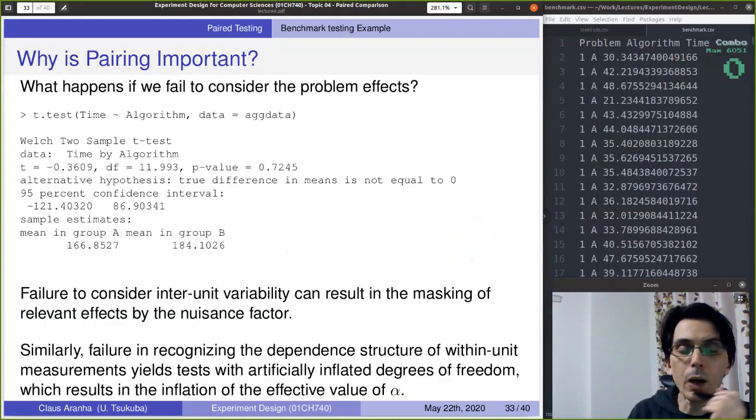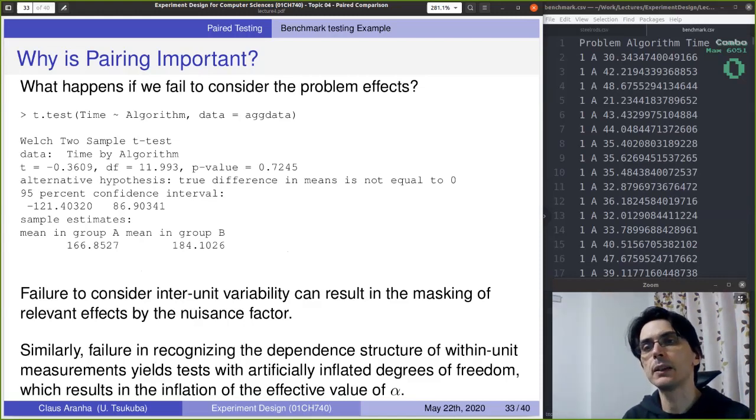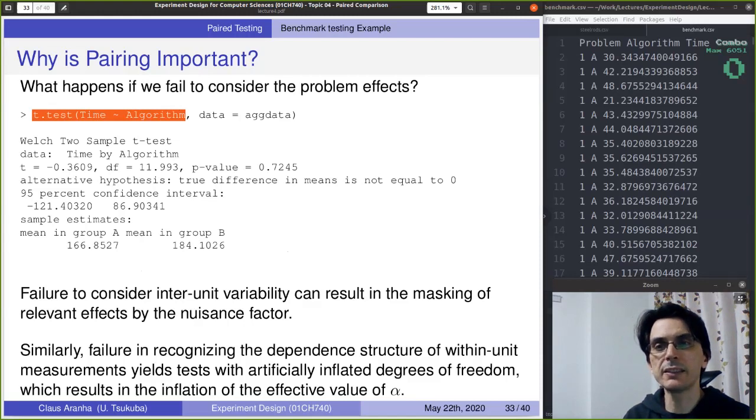Now, why do we pair? What happened if we did not pair? What happened if we did this test, but without doing the pairing, okay? So here we have the test on the basic data without pairing, okay? Just a t-test of time versus algorithm.